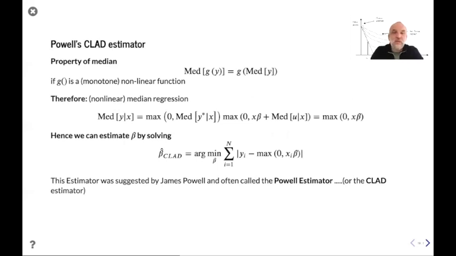The median has a very nice property. If you take the median of a nonlinear function G of a stochastic variable y, what you get is that nonlinear function evaluated at the median, if G is monotone. It can be completely nonlinear. It doesn't have to be differentiable or continuous or anything. It just has to be monotone. You get this expression here. What function do we have? Well, we have the max operator appearing in our model, so we can use this trick.